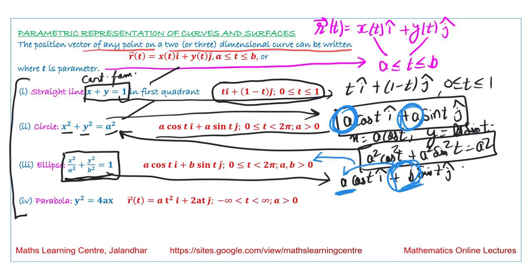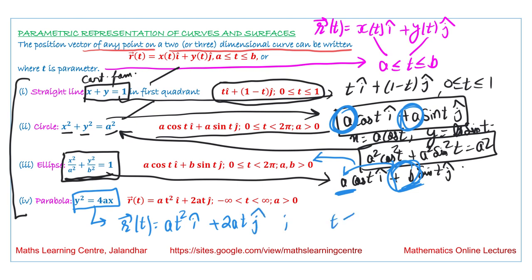Next is the parametric equation of the parabola. It is r vector t equal to a t square i cap plus 2a t j cap. The value of t in this case varies from minus infinity to infinity, and a is greater than 0. So these are the parametric equations for the straight line, circle, ellipse and parabola.